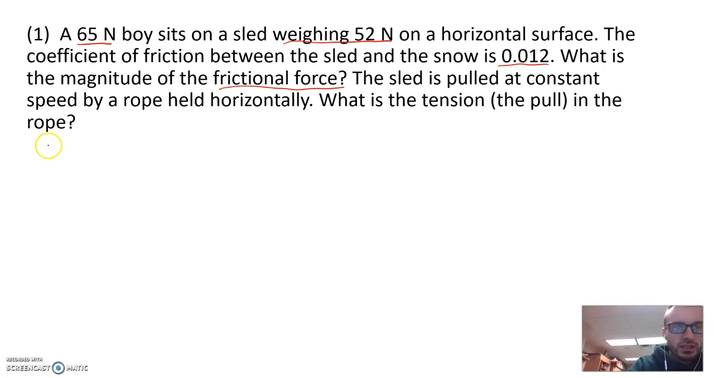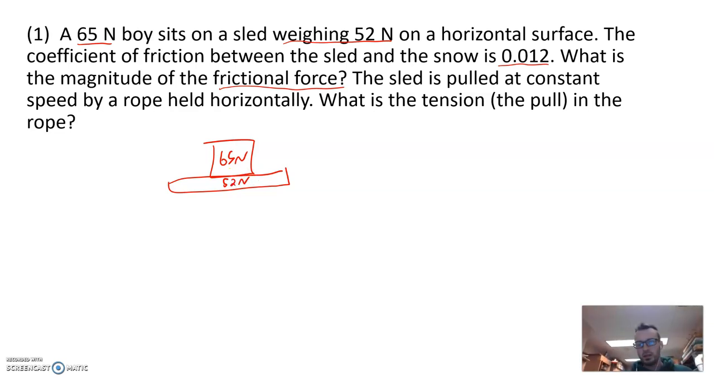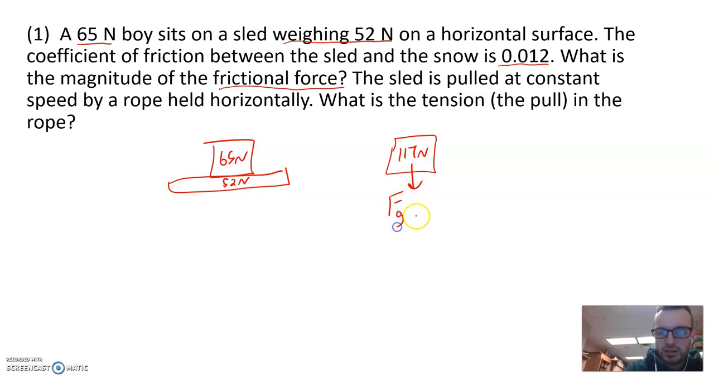We have a 65 Newton boy sits on a sled weighing 52 newtons. So if the boy is 65 newtons and the sled is 52 newtons, how much total force of gravity do we have acting down on our system? We have 65 plus 52. So instead of thinking about them separately, I'm just going to put them all together in one big blob of mass and call it 117 newtons. Now that is the newtons, so that's the weight, force of gravity. 117 newtons is down. If you're on a flat surface, what can we say about the normal force up? Oh, it's the same as the gravitational force down.